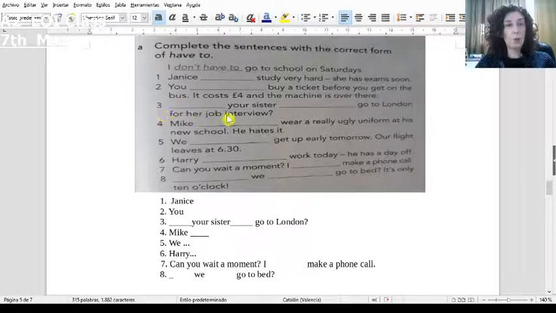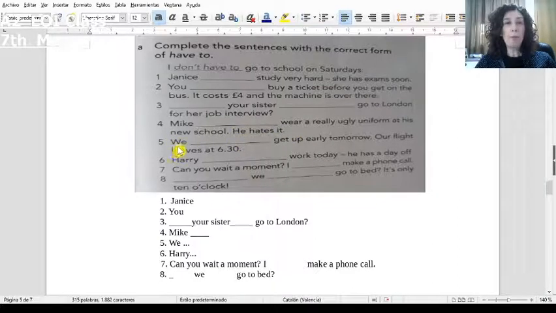3. Your sister. Tercera persona del singular es ella. Le faltará el auxiliar, sujeto y infinitivo. Go to London for her job interview. Tu hermana tiene que ir a Londres para su entrevista de trabajo. 4. My, third person singular, es a. Wear a really ugly uniform at his new school. Tiene la obligación de llevar un uniforme horrible.